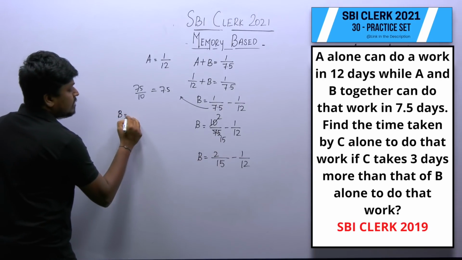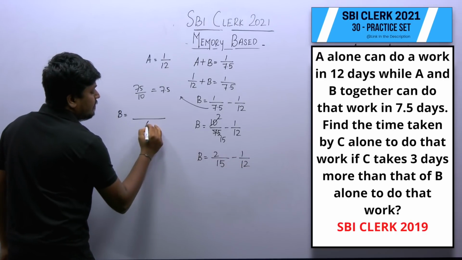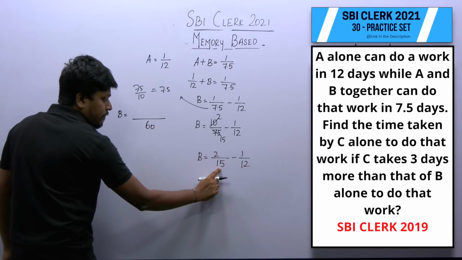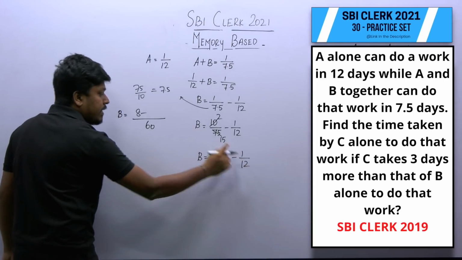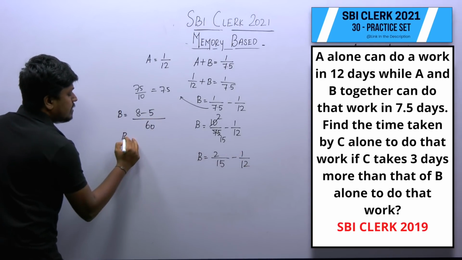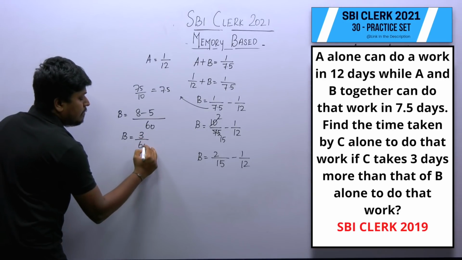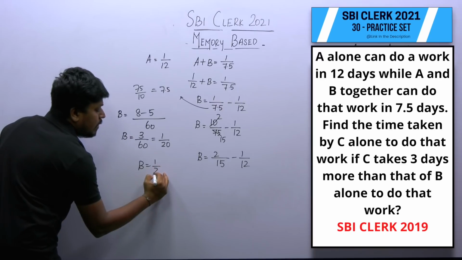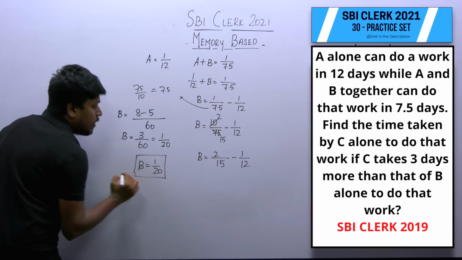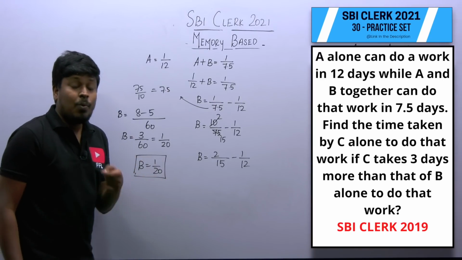So B is equal to 15 and 20, LCM will be 60. So 15 times 4 will be 60, 20 times 3 will be 60. Then 4 into 2 will be 8, 12 into 5 will be 60, 5 into 1 will be 5. So this resultant will be 3 divided by 60, so 1 divided by 20, which means B alone can complete a piece of work in how many days? 20 days.